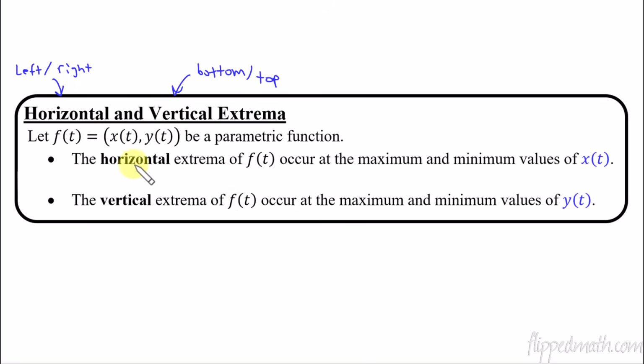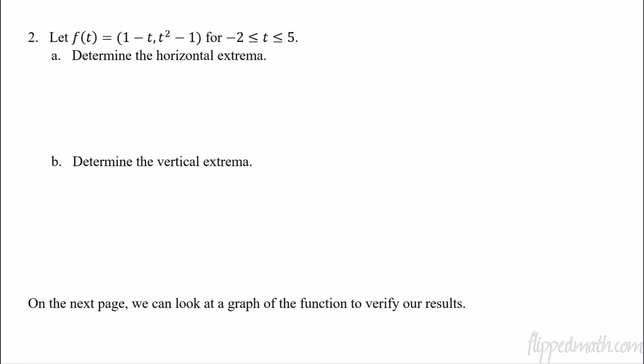So the horizontal extrema of f of t is going to occur when we have maximum and minimum values of x of t, right? So x of t maximum and minimum will tell us. A minimum of x of t is going to be the left side of the graph. The maximum of x of t will be the right side of the graph. And then same with vertical, it's just the same idea. The vertical extrema of f of t is going to happen when we have a minimum of y of t and a maximum of y of t, for the bottom of the graph and the top of the graph. Smallest y value, largest y value. All right, so let's practice that real quick here.